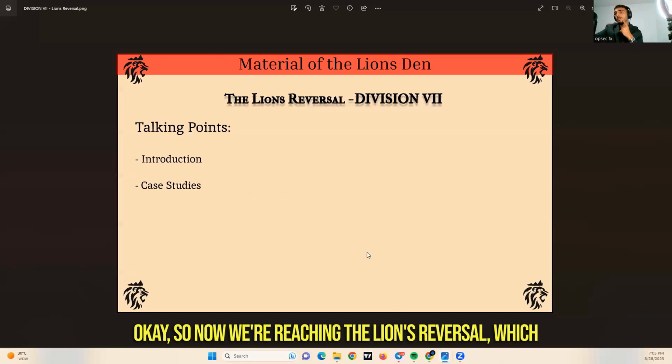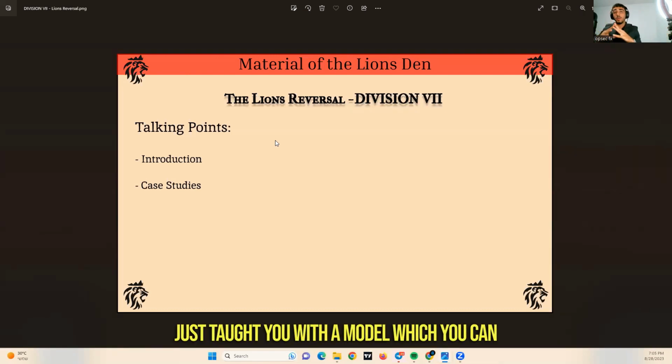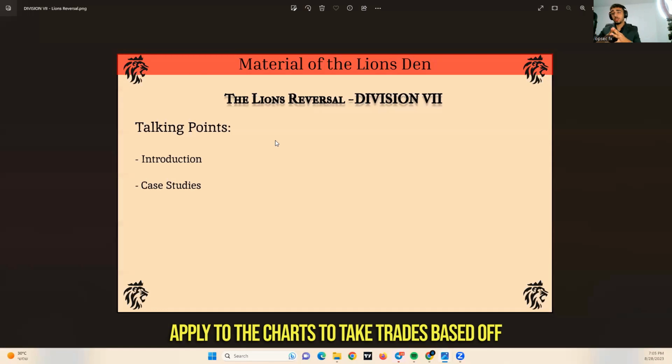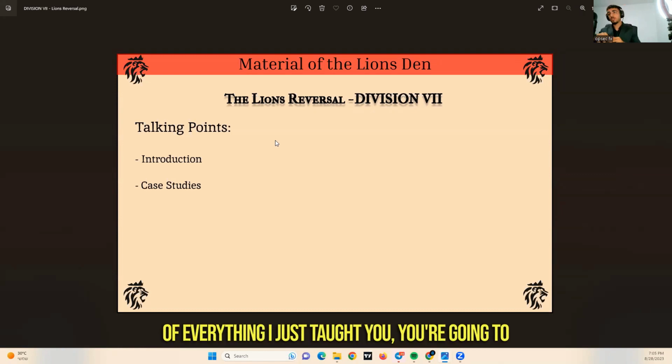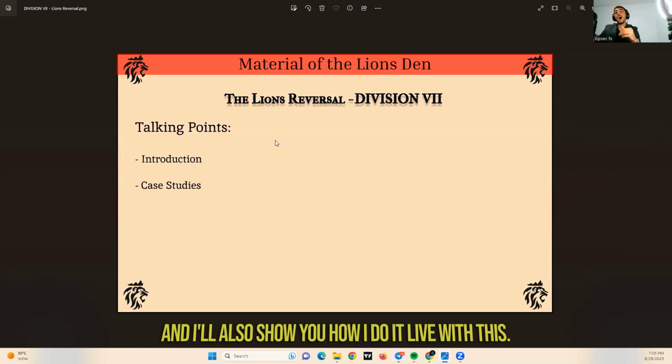Okay, so now we're reaching the Lion's Reversal, where I'm going to conclude everything I just taught you with a model which you can apply to the charts to take trades. Based off of everything I just taught you, you're now going to receive a model which you can trade live. And I'll also show you how I do it live with this.